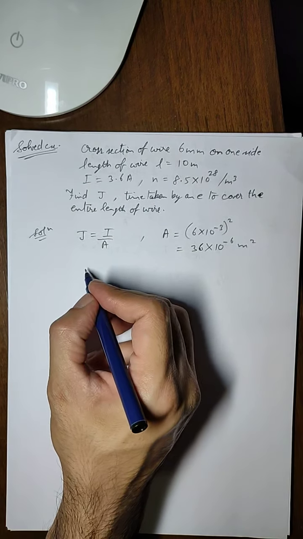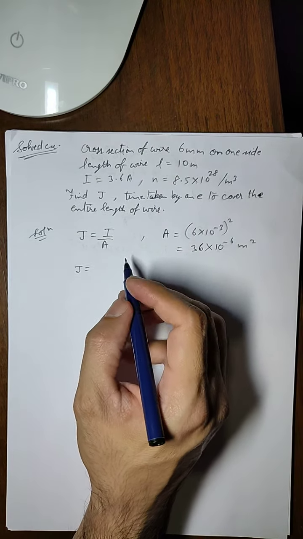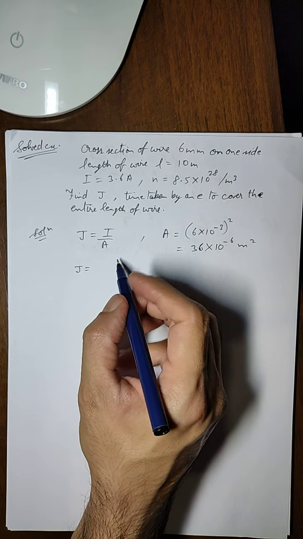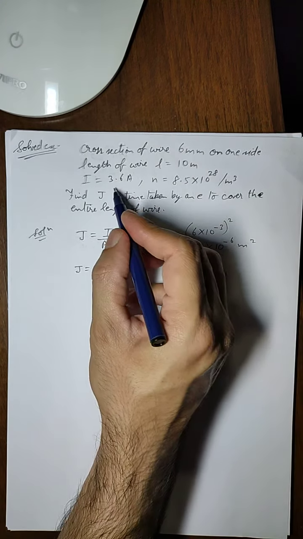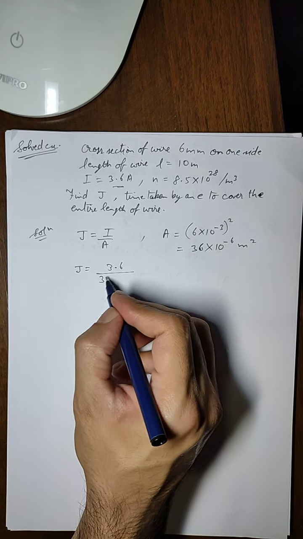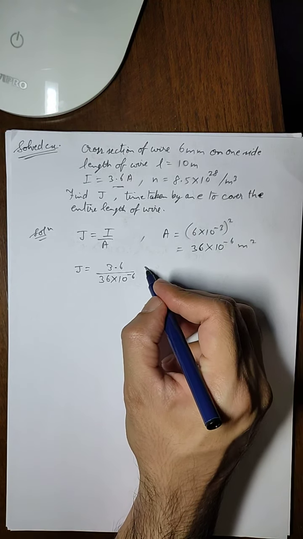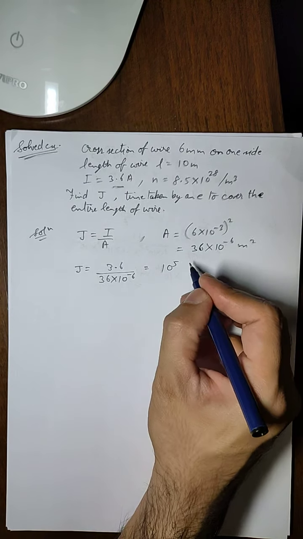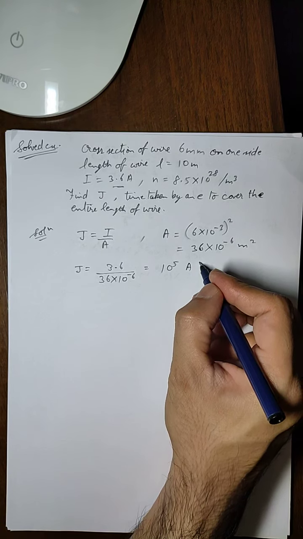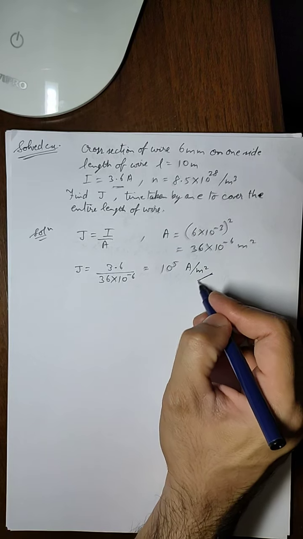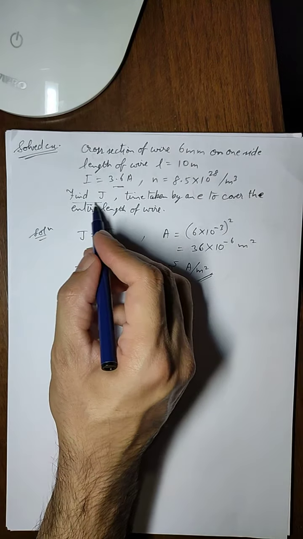So using these terms we can find out the current density. So it will be current, 3.6, given to us, divided by the area that we just calculated. So current density will be equal to 10 to power 5 ampere per meter square. So this will be the answer to the first part.